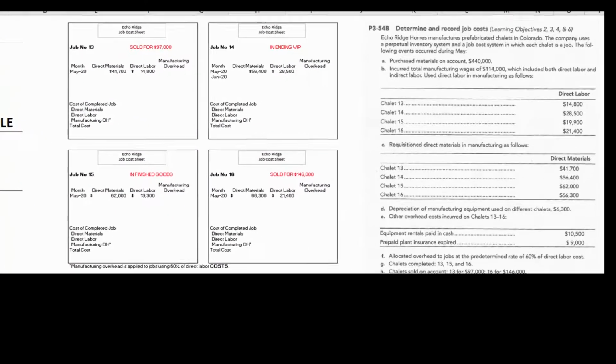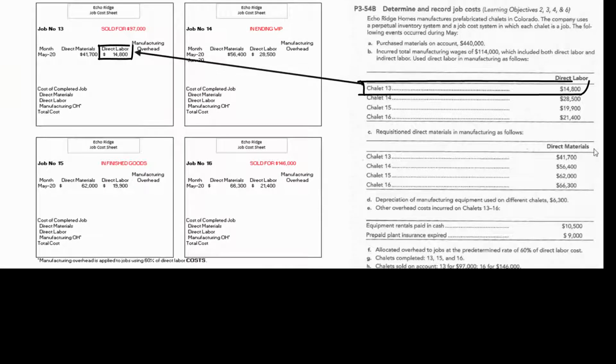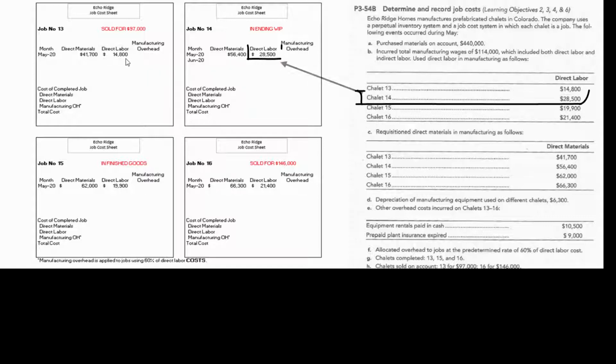Just like we did with the materials, we'll post the labor costs to the individual jobs. For example, job 13 gets 14,800, job 14 gets 28,500, etc.